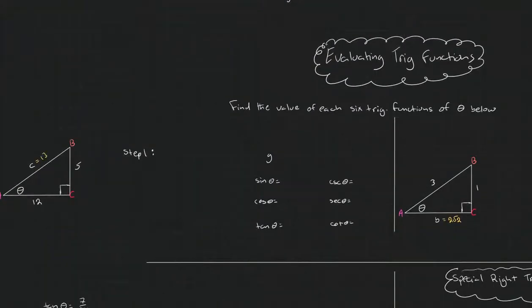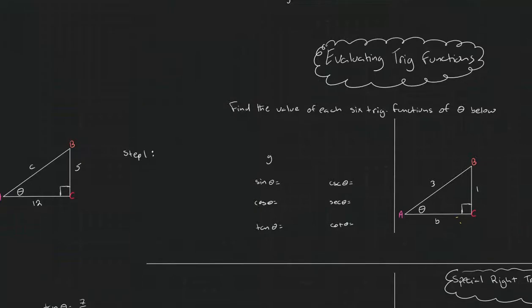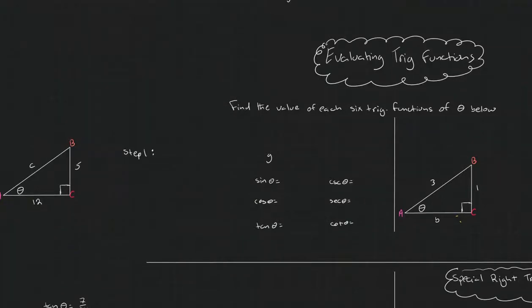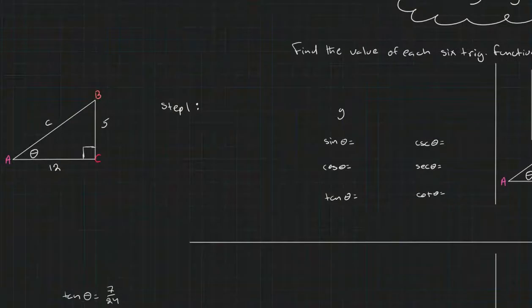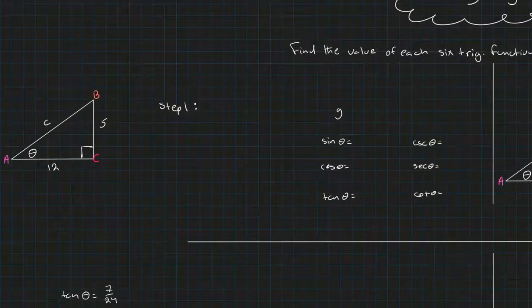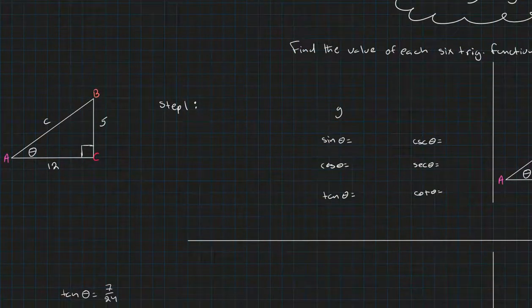In the next several problems, we're going to be finding each of the 6 trig functions of theta. So step 1, let me erase some of the stuff that I clearly forgot to erase when I was preparing this. Okay, so here we go. Step 1, in order to find the trig ratios, we need to know all the sides. Do I have all the sides? Clearly not. The hypotenuse is missing. So step 1 is we need to find C.